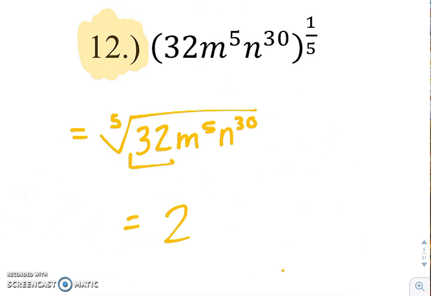5 goes into 5 once. 5 goes into 30 6 times. And in this case, there's nothing left over. So both ways you guys could do that, whichever one makes more sense or you think you might be more comfortable with doing.